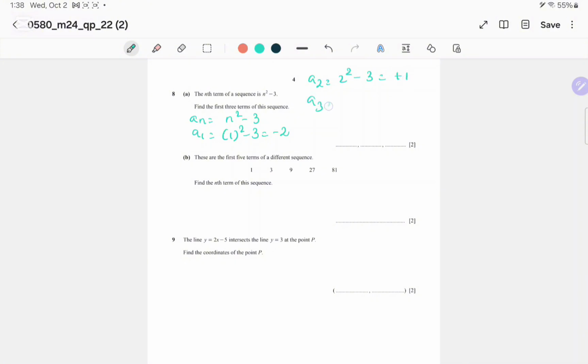Next one, 3 squared minus 3, which is equal to 6. So the 3 answers are minus 2, 1 and 6. These are the first 3 terms. Can we go to the next question? These are the first terms of the sequence.